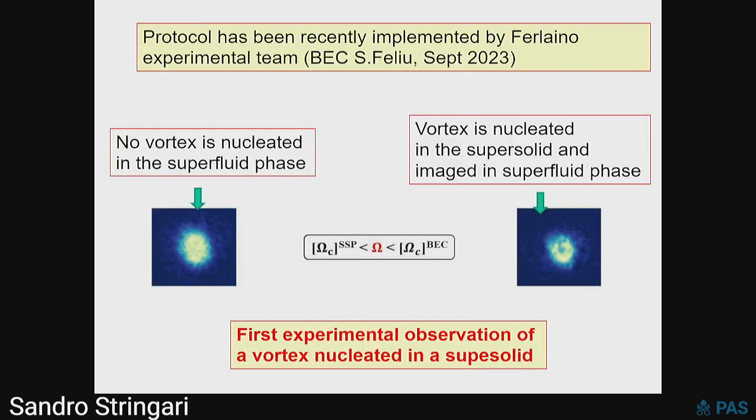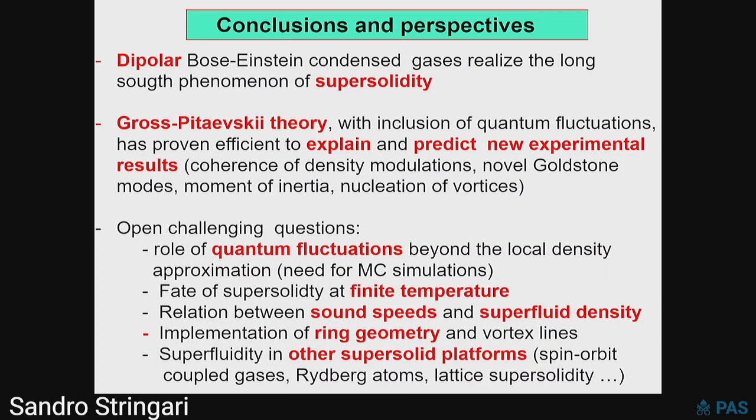And this protocol was actually implemented in the group of Innsbruck by Francesca Ferlaino and collaborators. And here are the two relevant images that this group was able to obtain. So, if you stay in the superfluid phase, since the angular velocity is not large enough, you don't nucleate the vortex. But with the same angular velocity, you can nucleate it in the supersolid, and then you ramp the system back to the superfluid, and you can image it. And so this figure that you see on the right represents the first experimental observation of a vortex which was nucleated in a supersolid. This brings me to the conclusion.